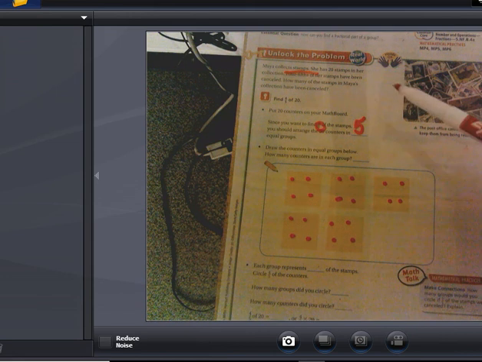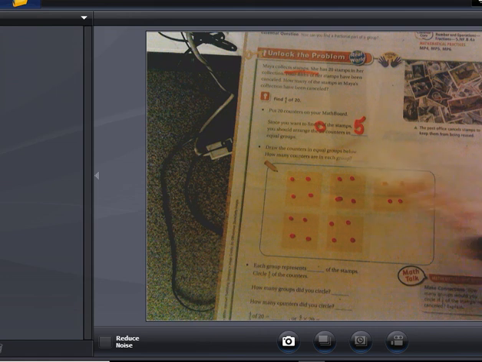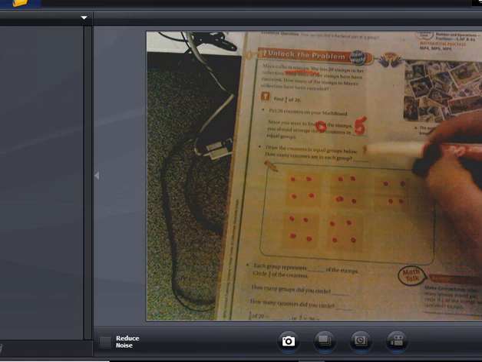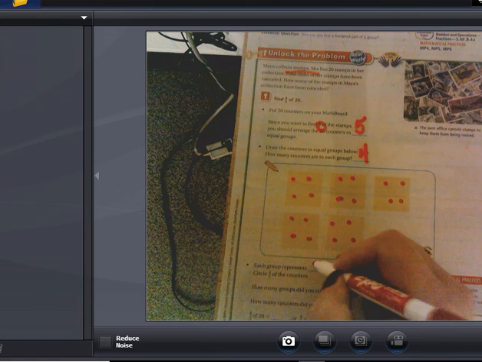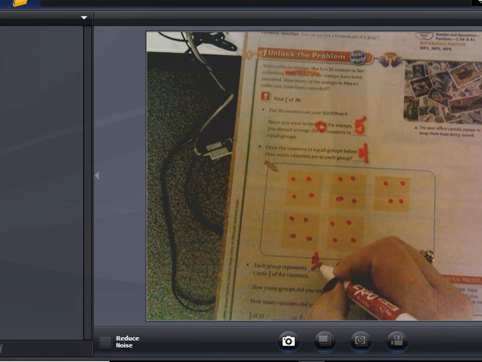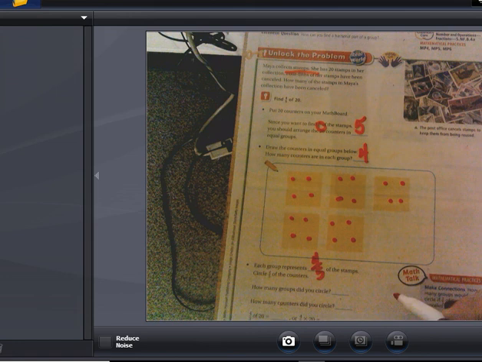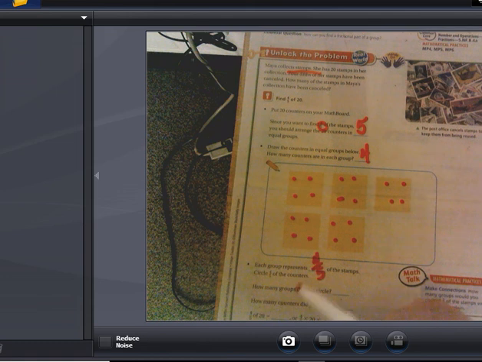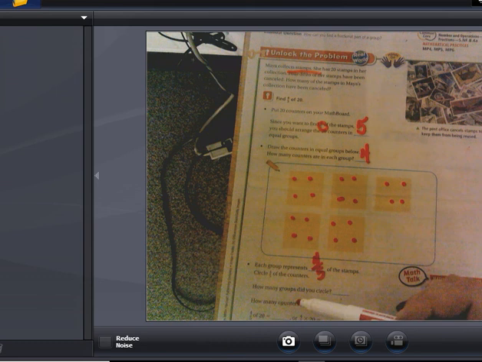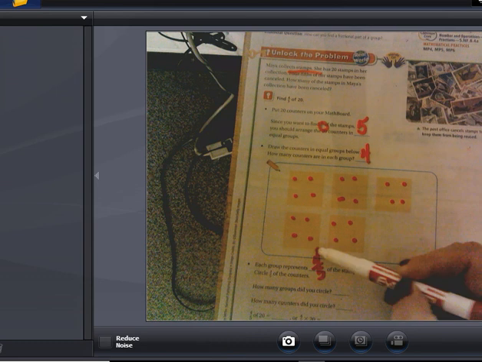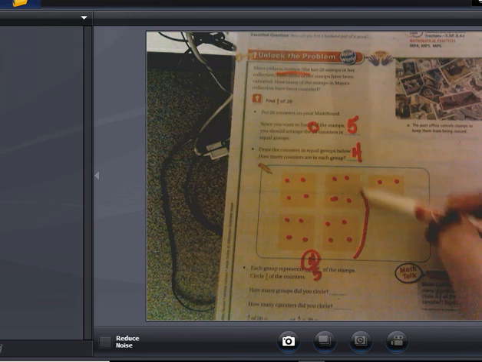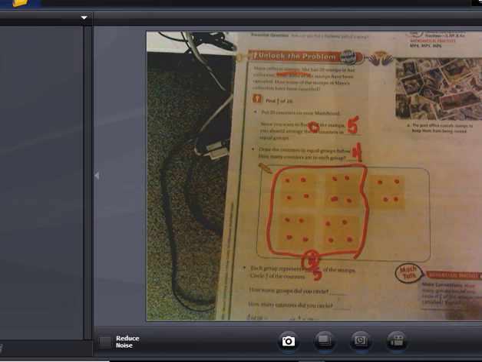Draw the counters in each group. How many counters are in each group? 4. Okay, each group represents blank of the stamps. Well, it represents 4/5 of the stamps. Circle 4/5 of the counters. Okay, now here's where it gets a little confusing, because how many groups are we going to circle? Well, we have 5 groups, but we only need our numerator, so we're only going to circle 4 of those groups.